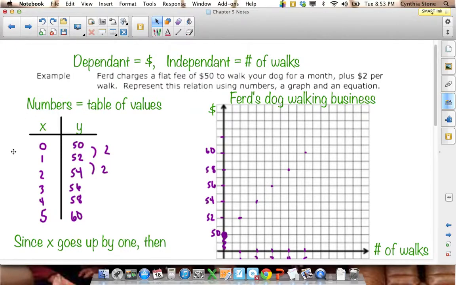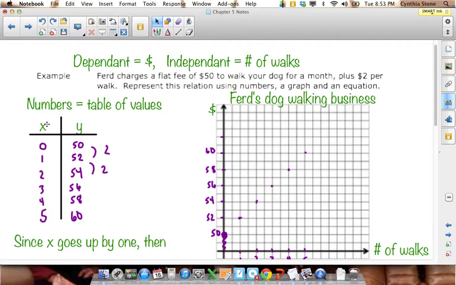So you make up a little table, and you say, okay, x. You have to know that we think of dependent and independent. Independent is the x value, dependent is the y value. Obviously the amount of money he makes is dependent on the number of walks. So that's the dependent variable, and by dependent variable, that makes it the y.